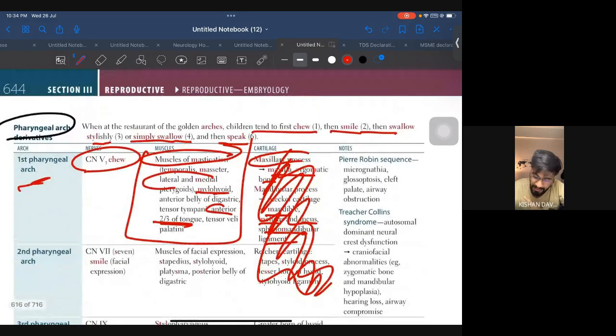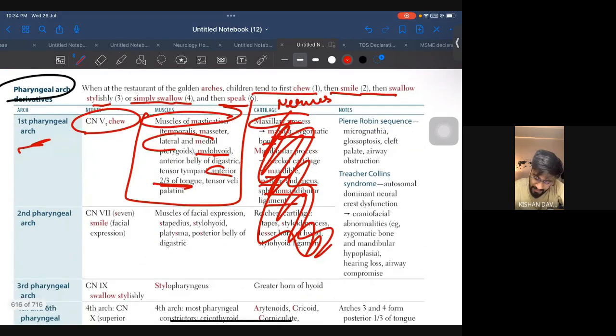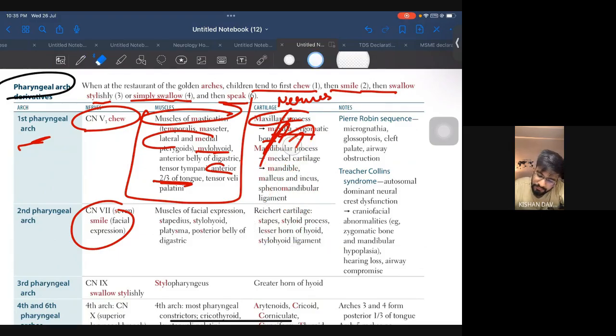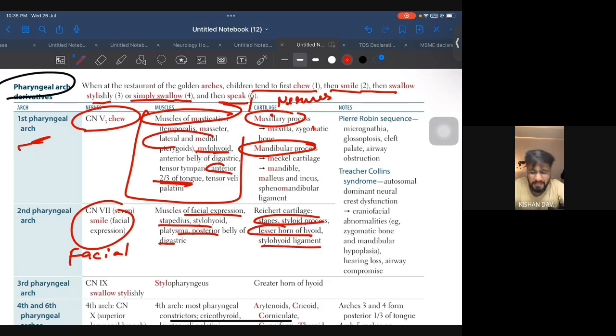In the old edition, what they gave here was nerves instead of cartilage. So nerves may come, and in the second pharyngeal arch, the facial nerve. So do one thing, learn the cartilage too, as questions might be asked: maxillary process, mandibular process. Moving to the second pharyngeal arch, with a facial nerve lesion, muscles of facial expression will be gone. Cartilage includes the styloid process, lesser horn of hyoid, and stylohyoid ligament. You have to remember these. Again, don't worry, revise it and you will be good to go. You can't just ignore this, this is very high yield.